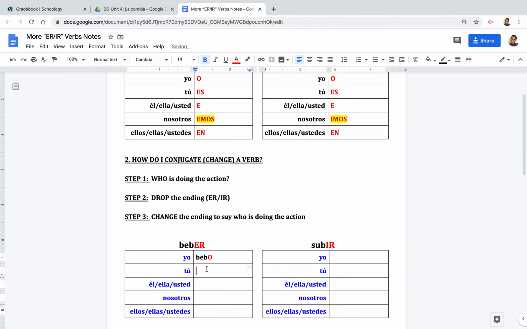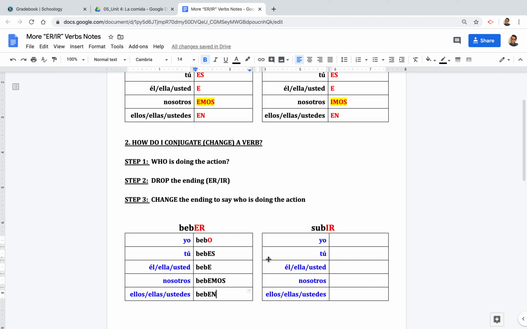I'm going to go through this process for all the other persons with this verb. And beb is going to repeat itself. And I'm just going to write my endings. O, S, E, emos, N.